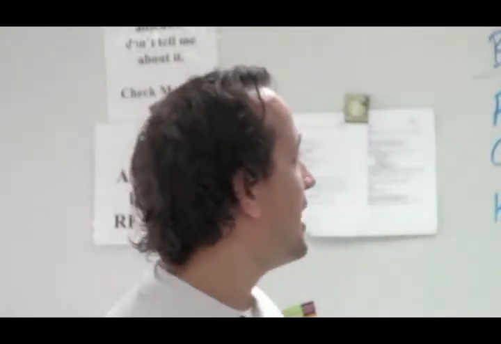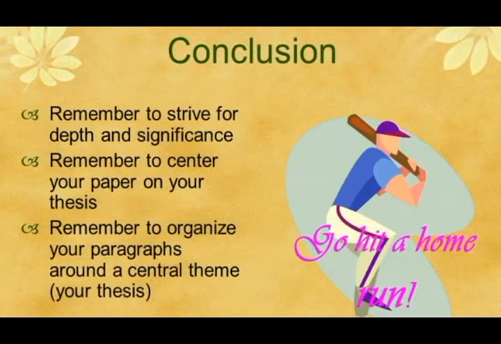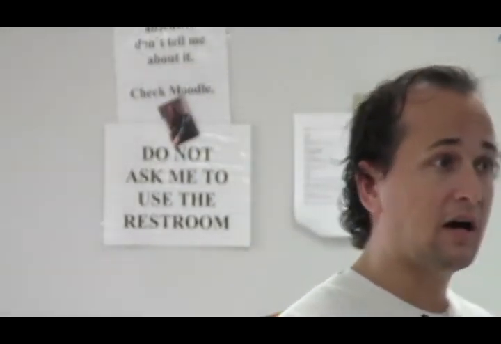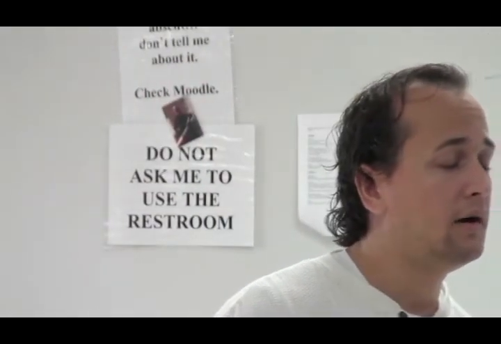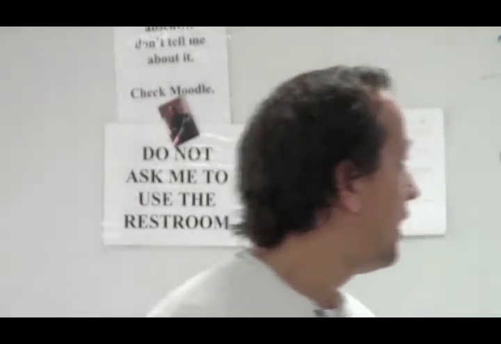But remember to strive for depth and significance. Remember to center your paper on your thesis, and organize your paragraphs around the central thesis. That's a conclusion to this particular stuff. Maybe you have a restatement to some degree of your overall purpose and point in your conclusion statement. But always strive for depth and significance in your intro and throughout your paper, but definitely in your conclusion. Make it relevant. It's your chance to put a nice little bow on that particular paper. It shouldn't just end. So keep that in mind.